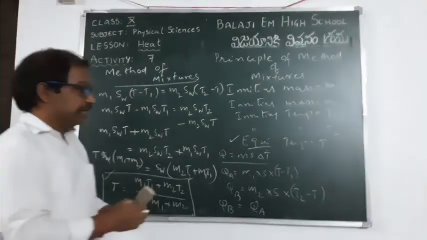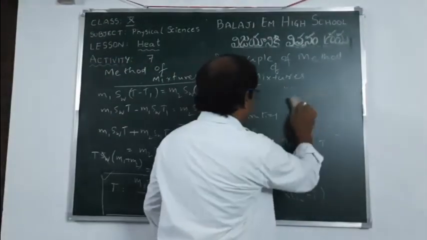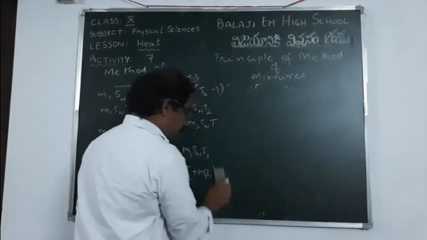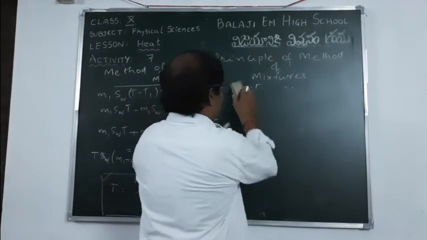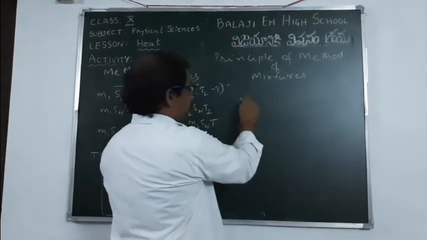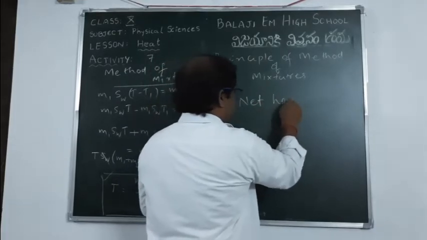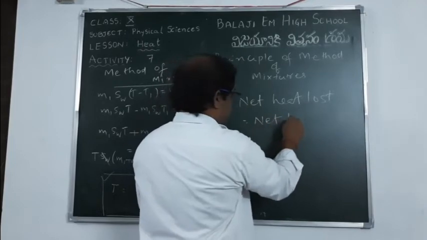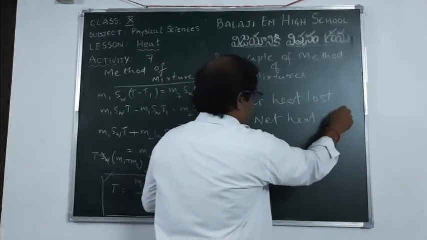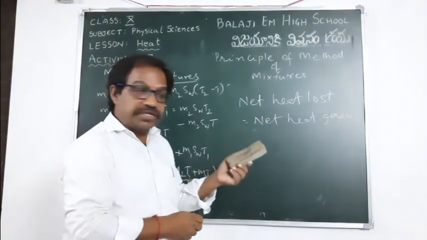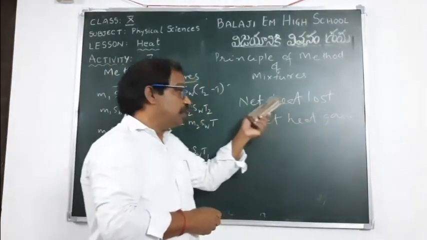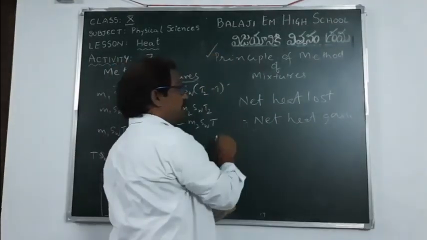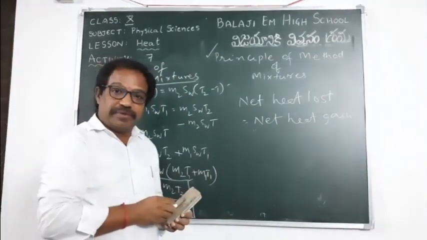At the end we can conclude that the principle of the method of mixtures is that net heat lost is equal to net heat gain. Who is going to gain the heat energy? The colder body. And which is going to lose the heat energy? The hotter body. And this we call the principle of the method of mixtures. Thank you.